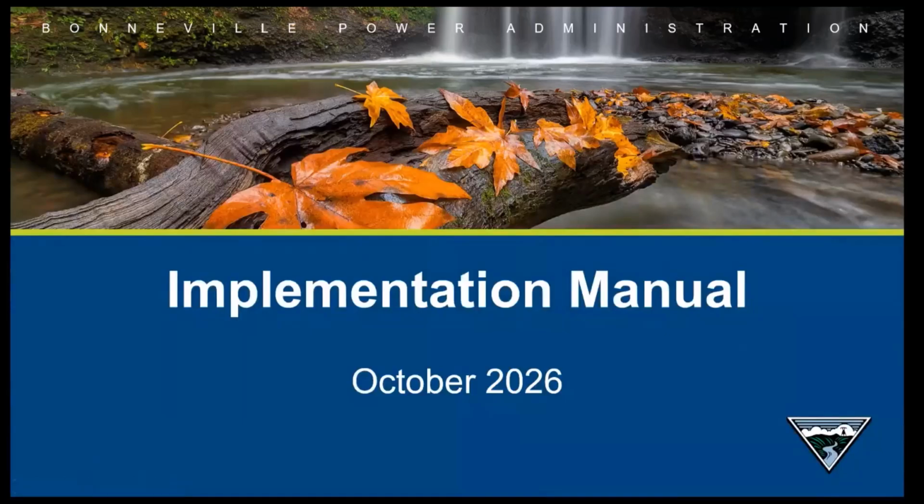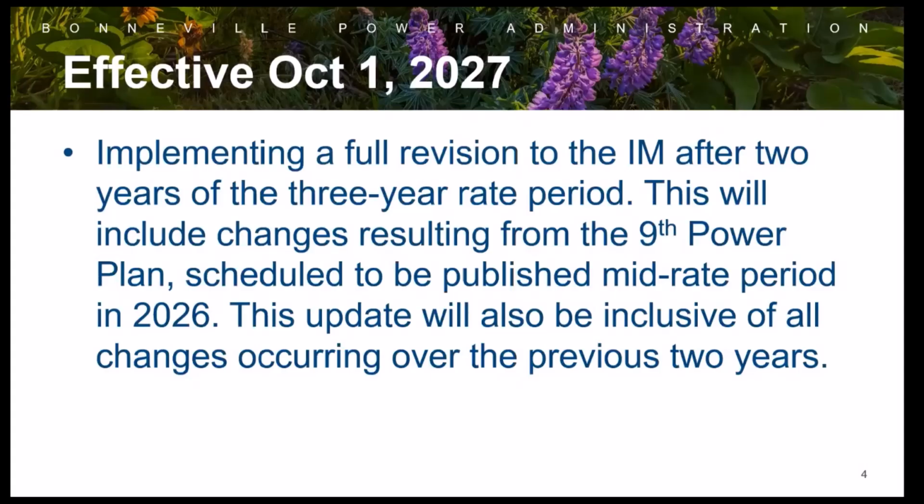So today we're going to go over updates to the implementation manual that's coming out in October 2026. This is a heads up for the October 1st, 2027 IM. We'll be implementing a full revision to the IM after 2 years of the 3-year rate period. So it's going to fall in kind of a weird spot.